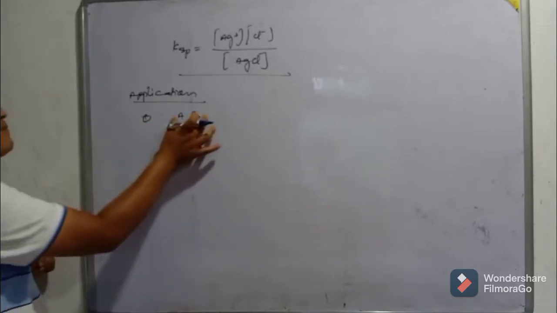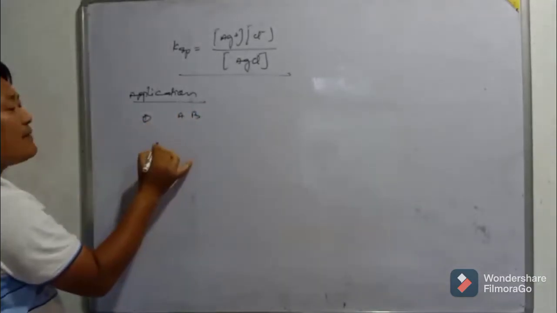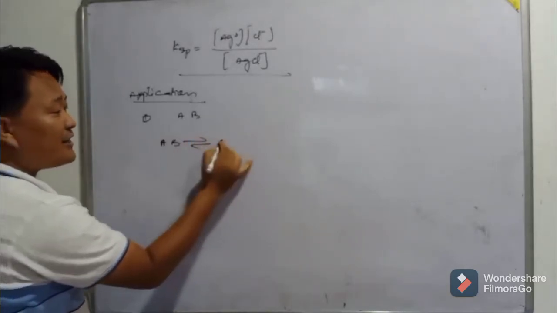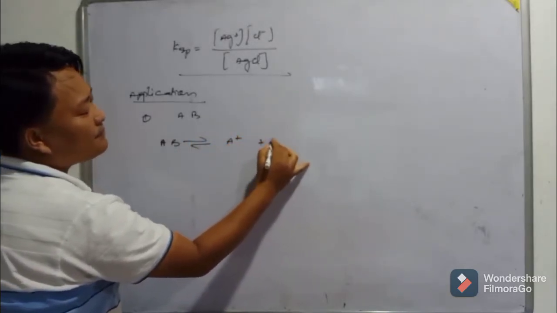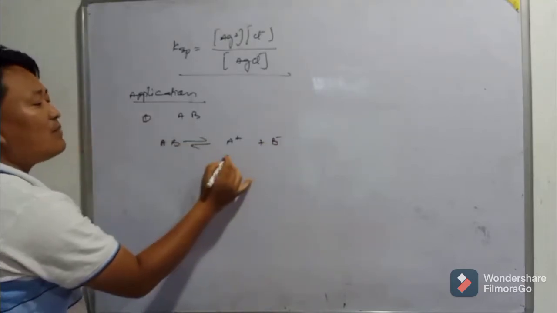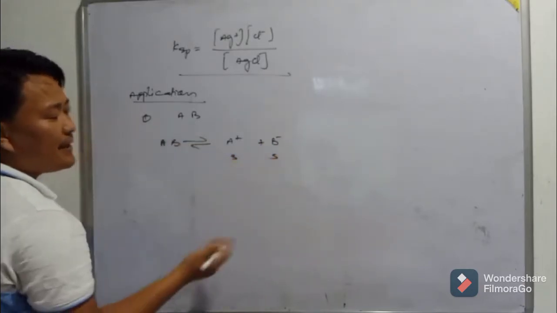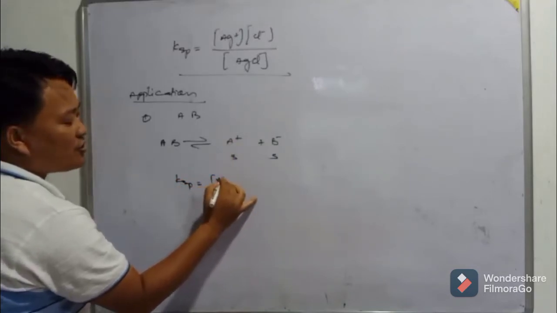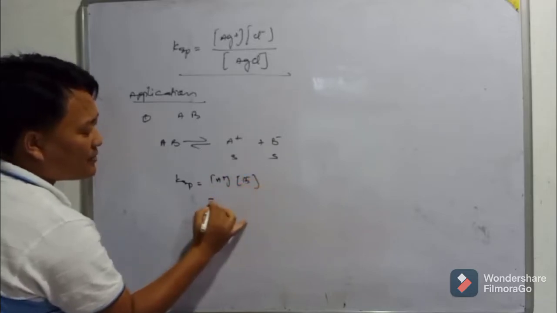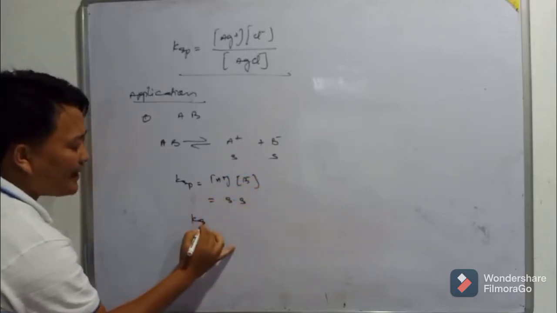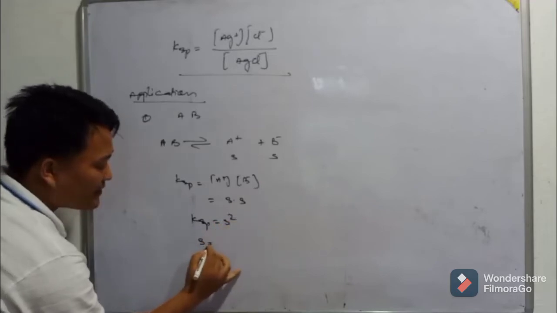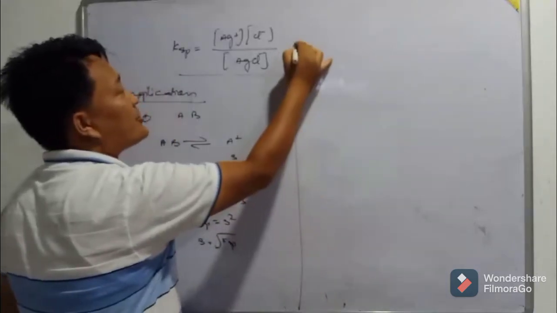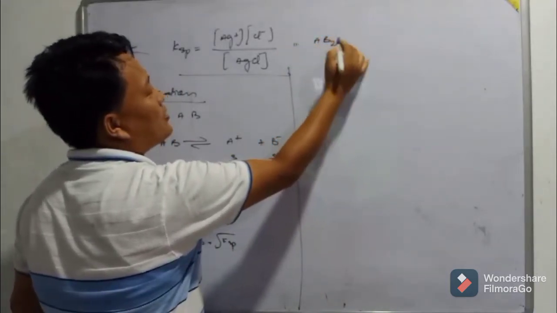Okay, so now see first the AB type. When we dissociate AB, we will get A plus and B minus. Let the molar solubility be S. And we have already seen that KSP is equal to the concentration of A plus and B minus, which is equal to S into S. Then KSP is equal to S square, then S is equal to root over KSP.